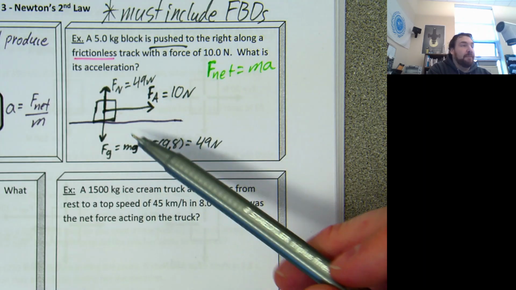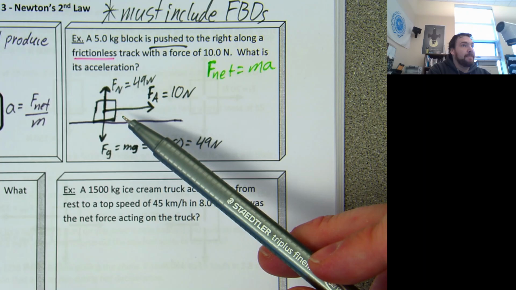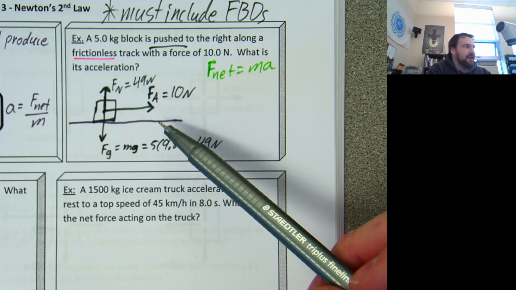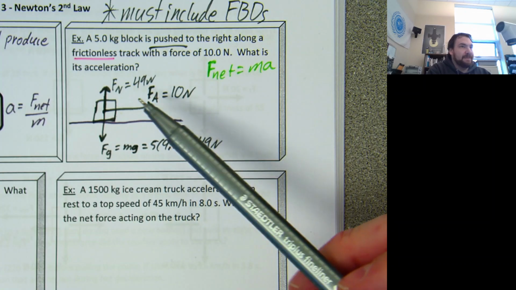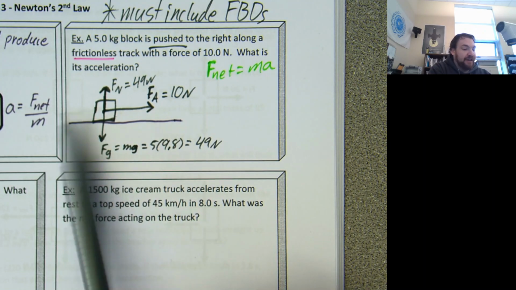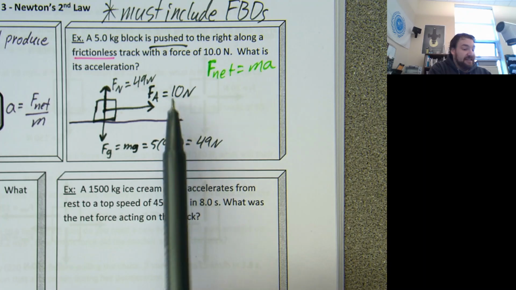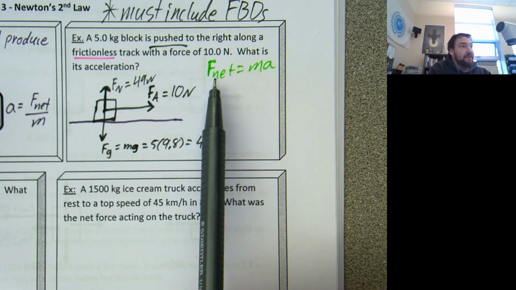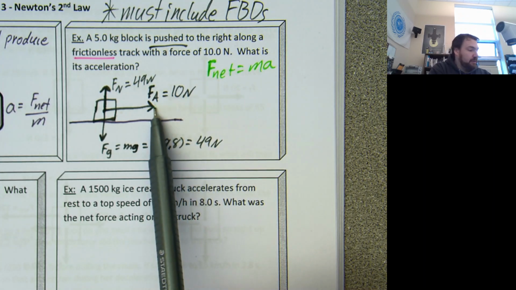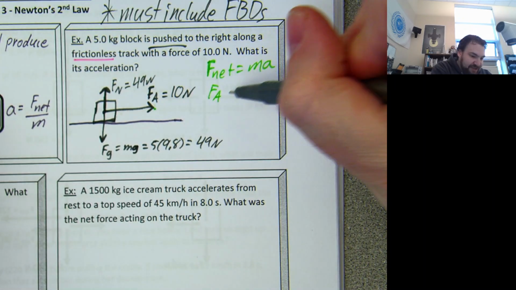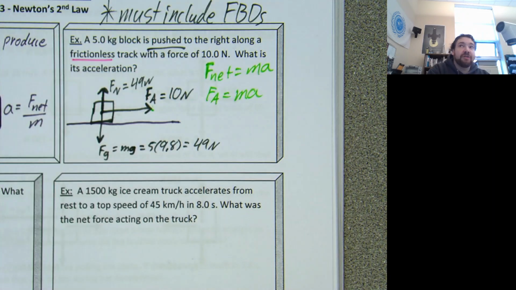Which way is this block moving? Forward, or to the right. So what forces are acting in that direction? If it's moving left-right, I want all the forces that are acting left-right. This 10 Newton force is the only one. So when we're looking for the sum of the forces, there's only one. In this one, it's going to just be that the applied force is equal to the mass times the acceleration.